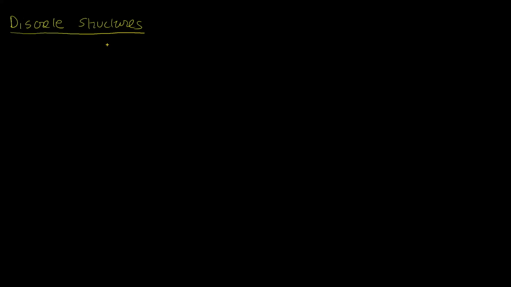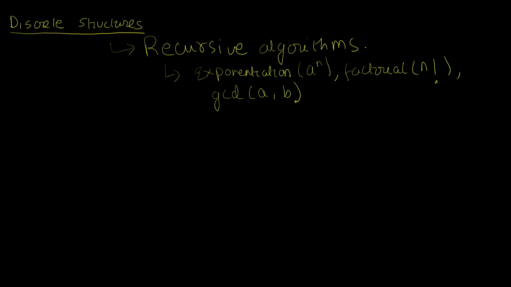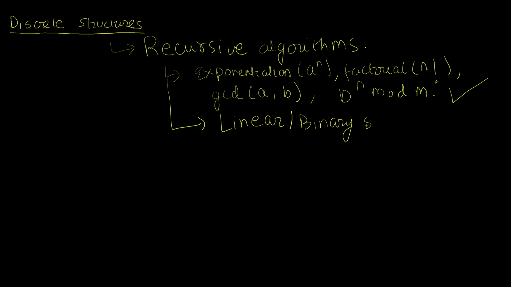Okay, so welcome to the 36th video in the Discrete Structures series, and we'll be resuming our discussion of recursive algorithms. In the previous video, we looked into the first four recursive algorithms, and they were exponentiation, factorial, GCD, and modular exponentiation. And we'll be continuing with the remaining three algorithms today, and they include the linear and binary search.